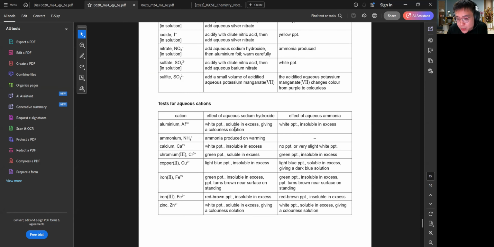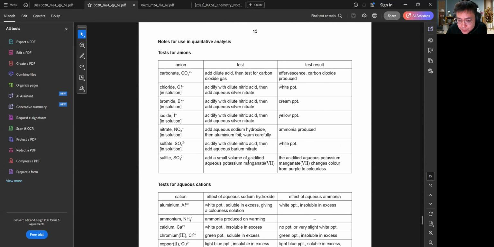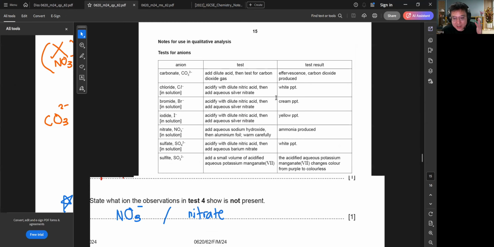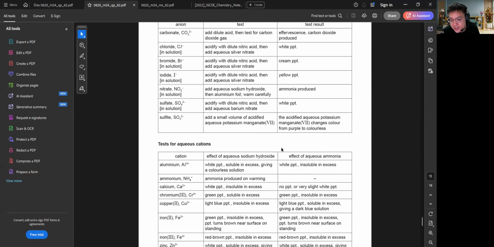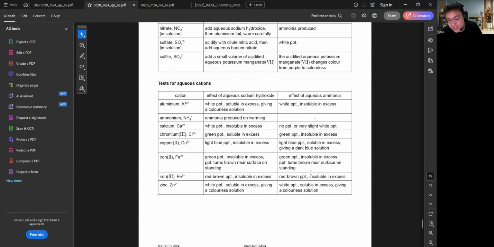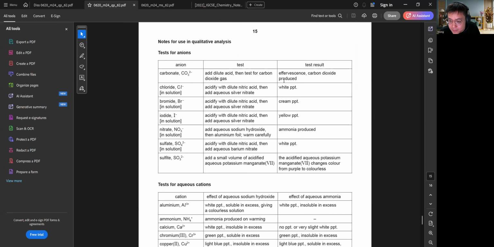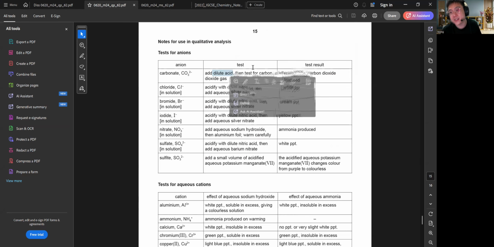And just to double check, we can also check down here, anywhere we use nitric acid. You can pause and look through by yourself, but it's no. So what is the answer? We can also find this observation here, effervescence. So we try to look, where do we have effervescence in these two tables of tests? There's only one place we see effervescence, which is here.